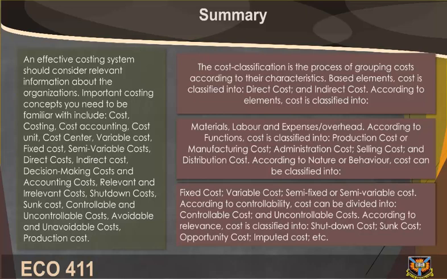According to the nature or behavior, cost can be classified into fixed costs, variable costs, semi-fixed or semi-variable costs. According to controllability, costs can be divided into controllable costs and uncontrollable costs. According to relevance, cost is classified into shut-down costs, sunk costs, opportunity costs, imputed costs, and so on.